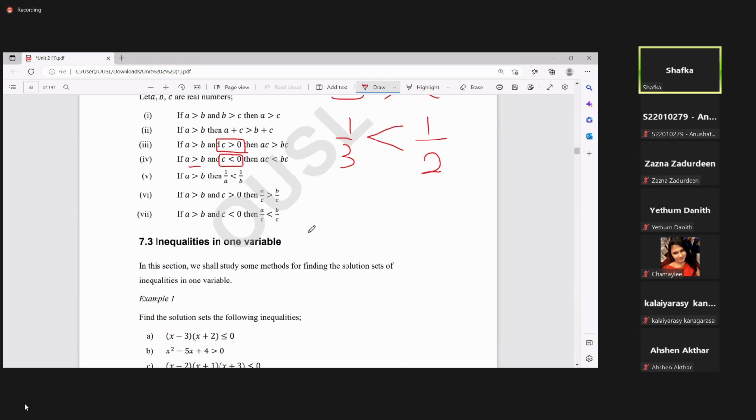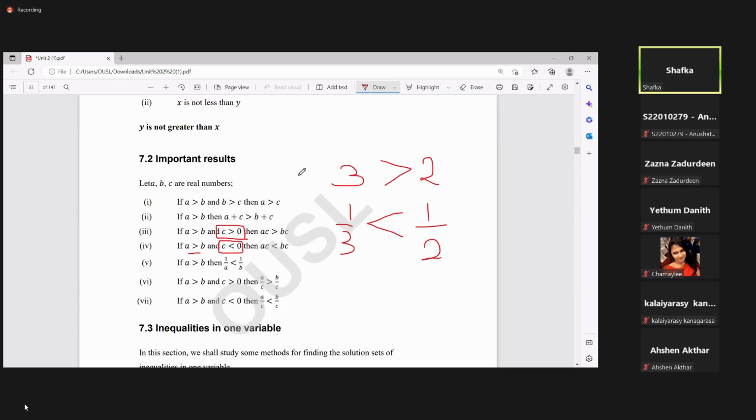Okay? And the same as with multiplication, if A is greater than B and C is a positive number and you divide both by the positive number, the sign won't change. If you are multiplying with a positive number, the sign won't change. But if you are dividing by a negative number, the sign interchanges. Here also, if you are multiplying with a negative number, the sign interchanges. Those are the basic important rules of inequalities.